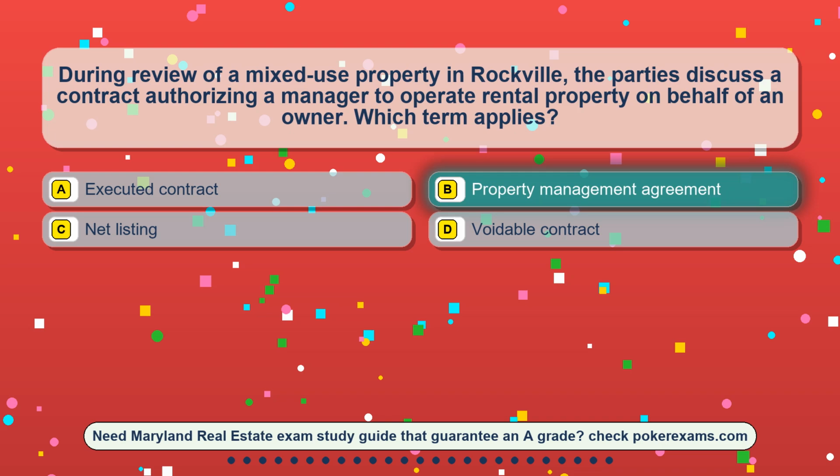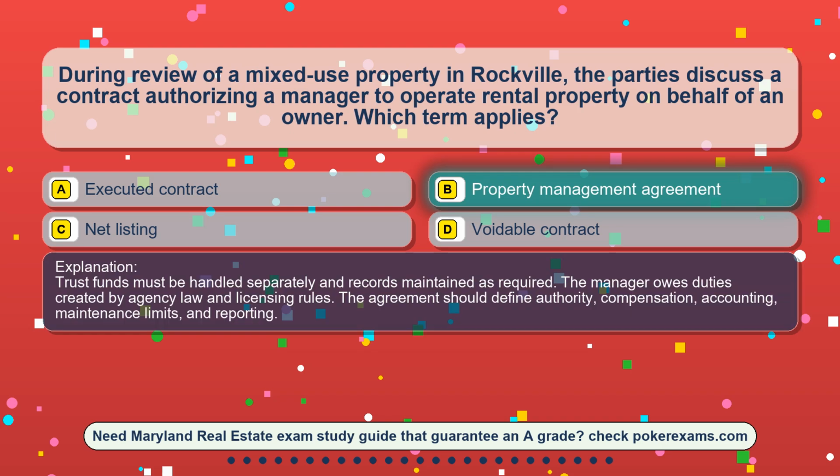The correct answer is option B, property management agreement. Trust funds must be handled separately and records maintained as required. The manager owes duties created by agency law and licensing rules. The agreement should define authority, compensation, accounting, maintenance limits, and reporting.